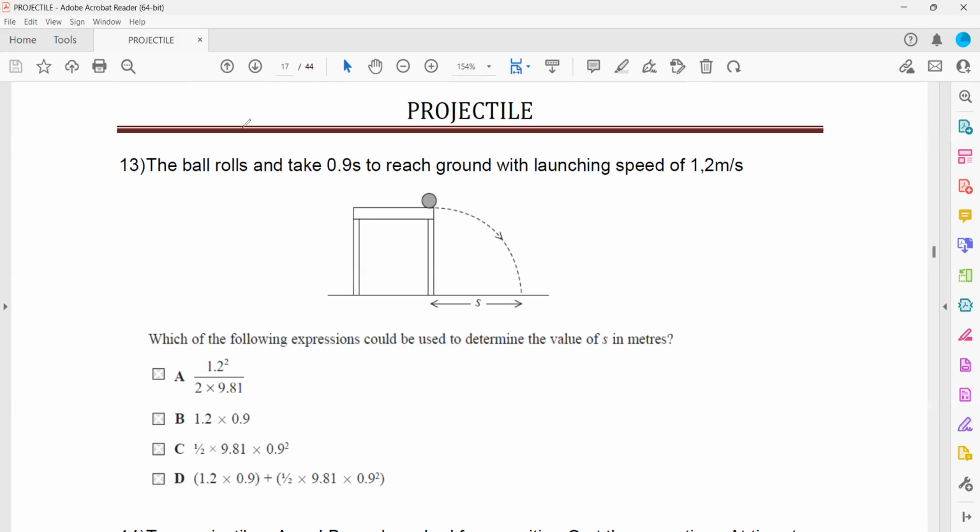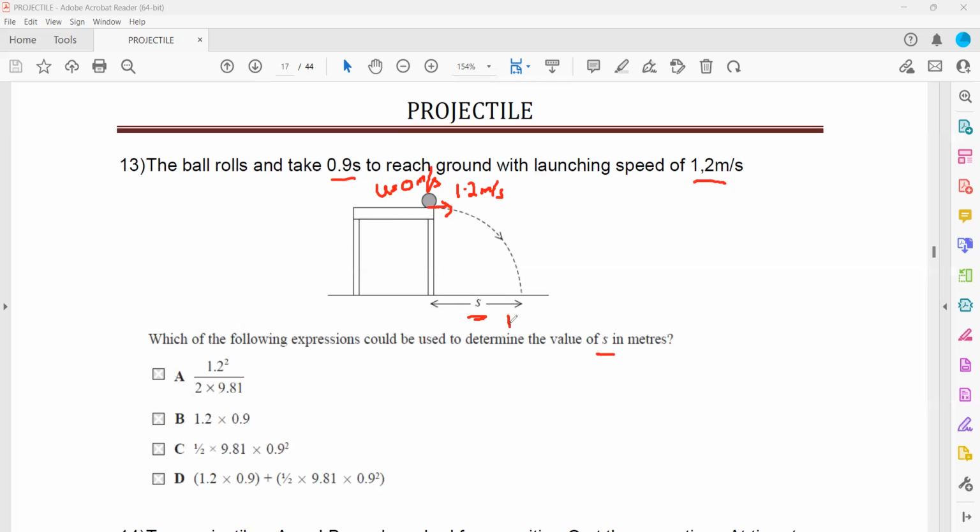So the ball rolls and takes about 0.9 seconds to reach the ground with a launching speed of 1.2 meter per second. So the speed at which it is launched is 1.2 meter per second. So it's only the horizontal speed. What about the vertical speed? If it is launched from a certain height, as you can see, there is no component of vertical motion. So the vertical motion is zero. So all is horizontal. There is no vertical in the beginning. Which of the following expressions could be used to determine this range?